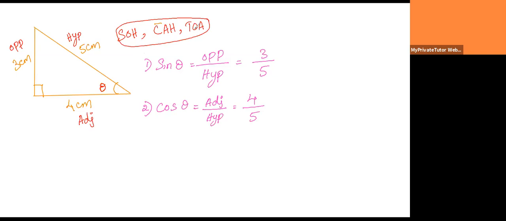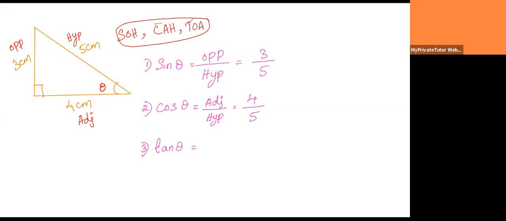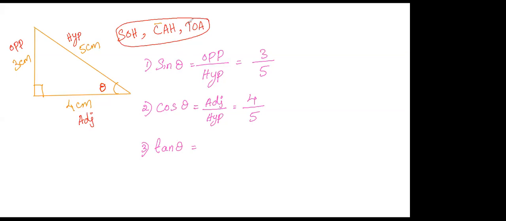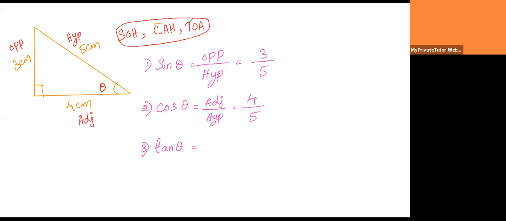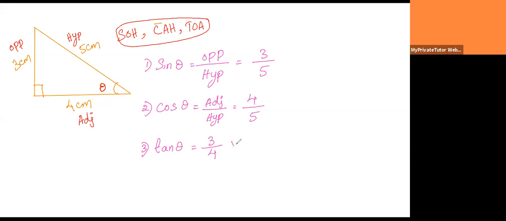I think Michelle wants to say the answer for tan theta. Sorry, Michelle, for getting your name wrong. Opposite is 3 over the adjacent, which is 4. So it's 3 over 4. Excellent. Once we found the first 3, the remaining 3 become a little easier.